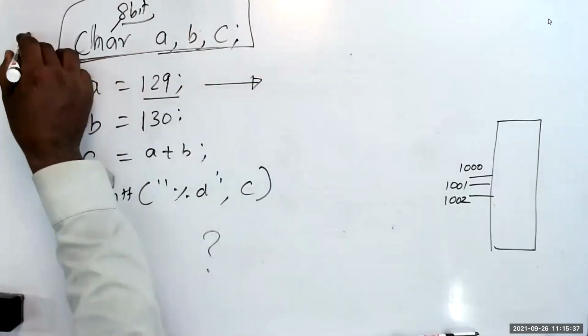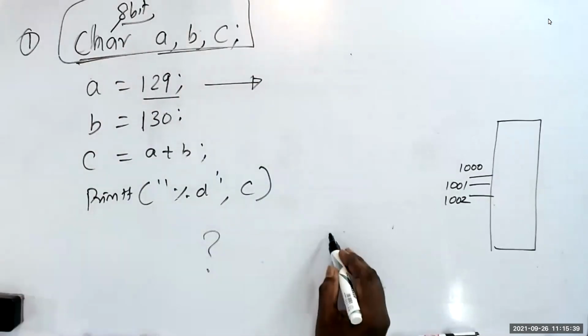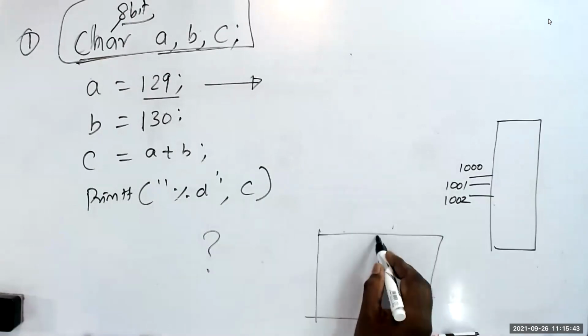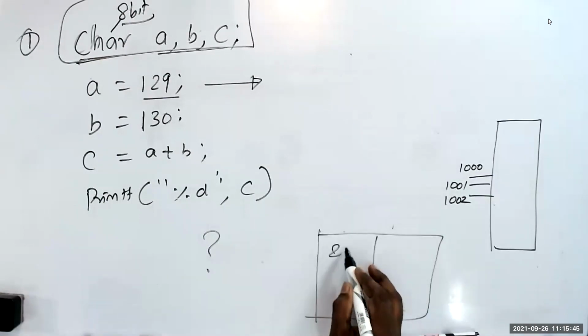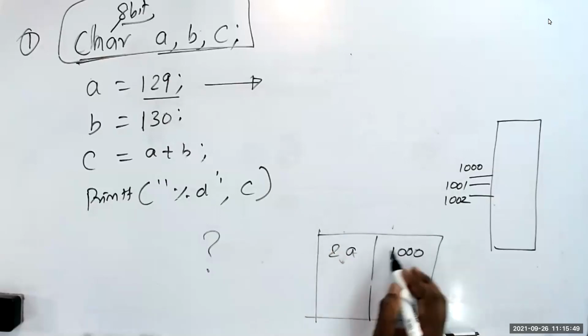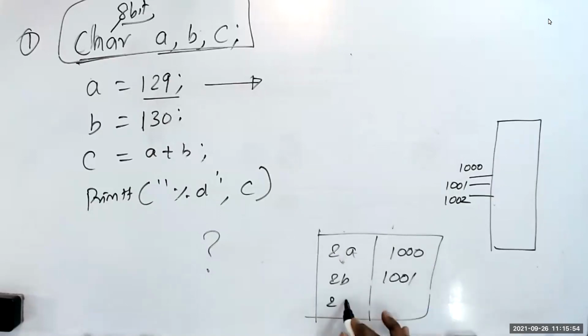For the first line, I don't do anything. I do only one thing: create a table. And I put address of A is 1000, address of B is 1001, address of C is 1002, because each one is going to occupy only 8 bits.